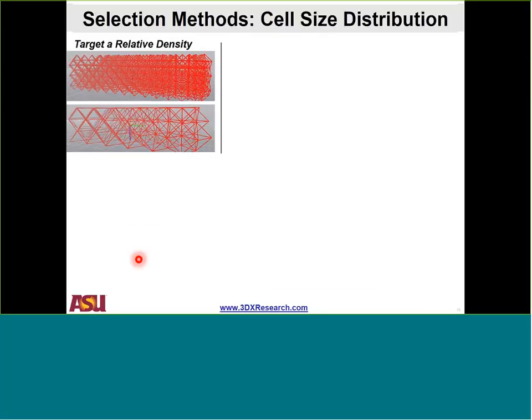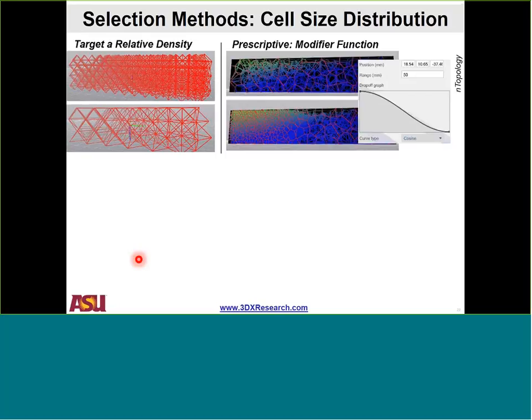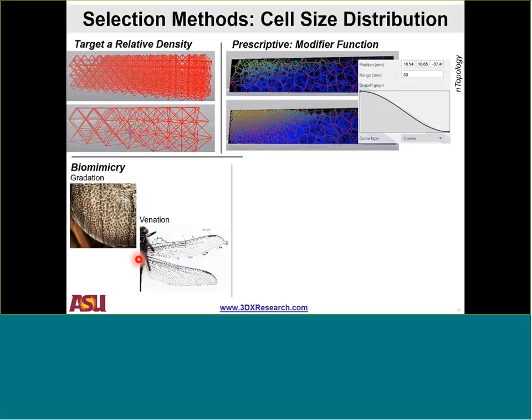Some quick ways you can think about cell size distribution is target a relative density, I mentioned that, or you can do a prescriptive modifier function. Note that I'm not saying that there's a necessary connection to function here. These are just ways you can play with cell size distribution.